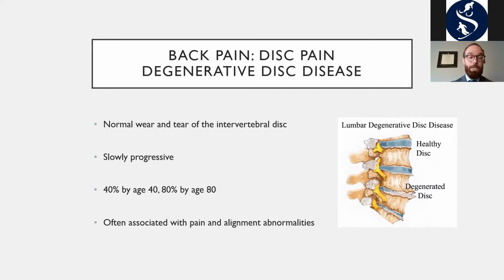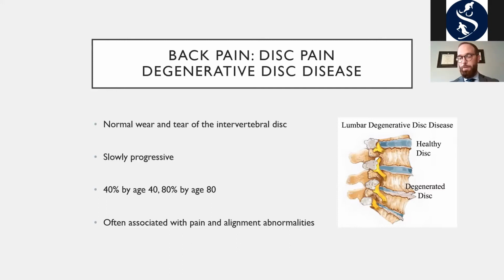This can be associated with pain, although not always. There are certainly plenty of folks out there with fairly severe degenerative disc disease that are relatively pain-free and physically active. As the discs wear, not only can they produce pain, but also can produce alignment abnormalities such as degenerative scoliosis or different rotations or lithesis in the spine where our alignment becomes abnormal.